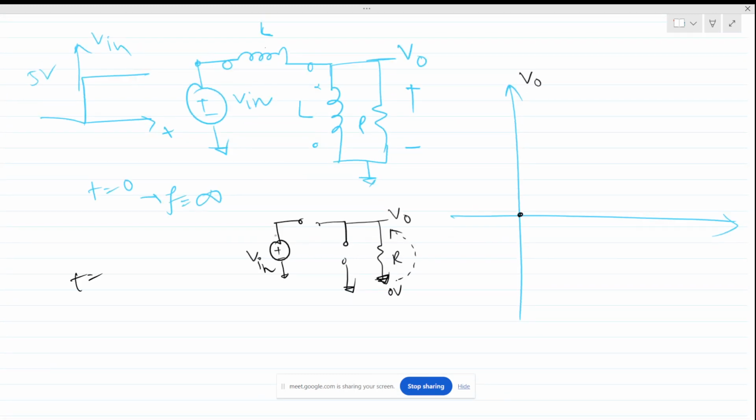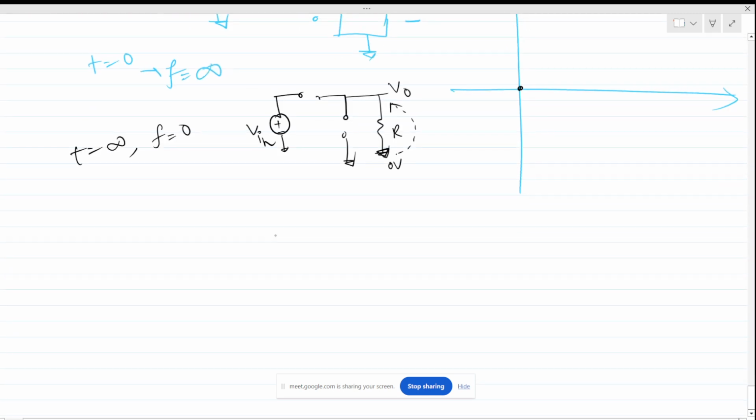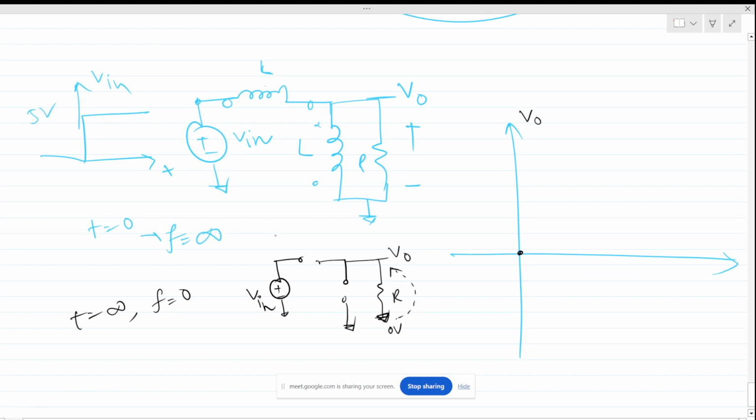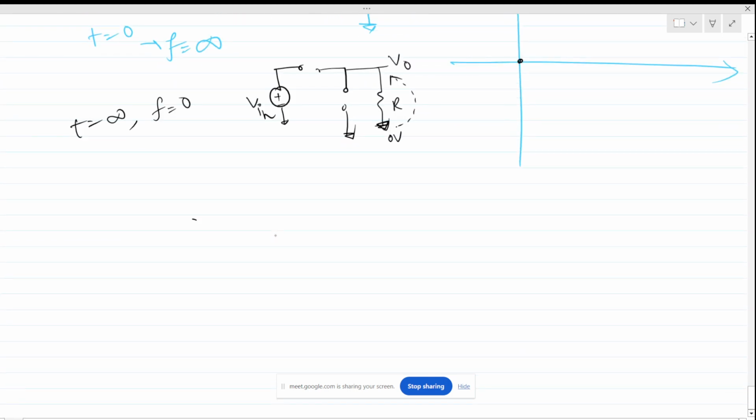Now at t equals infinity, the frequency is 0, right? DC means the capacitor is short circuit, right? Sorry, the inductor is short circuited, right? So the picture will be looking like this, right?